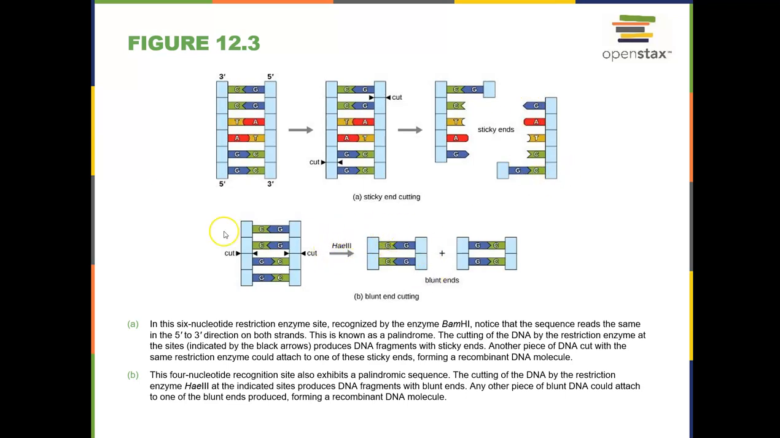EcoRV is one that makes a blunt end. I've never liked using the blunt ends because they could be put in backwards. So this one, you can make it so it goes in the right direction. So it's going to be read the right way.